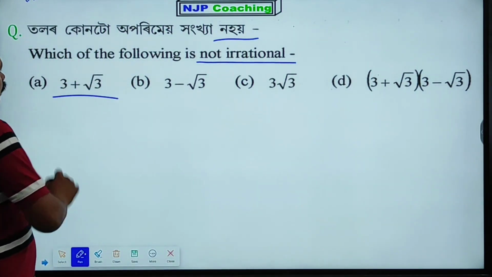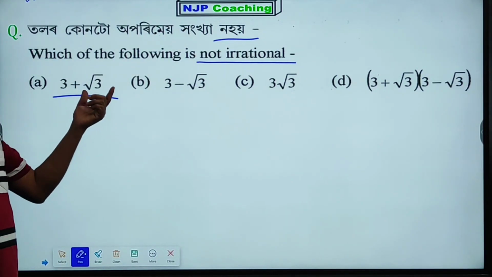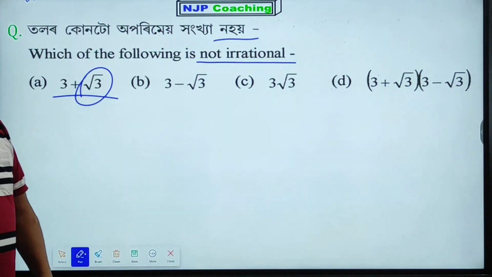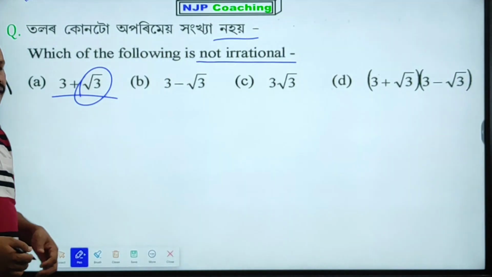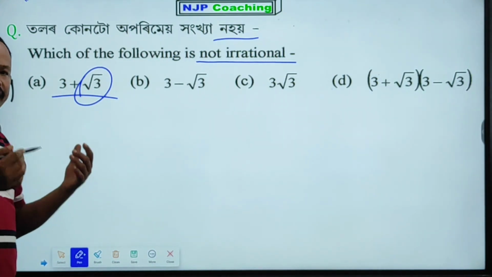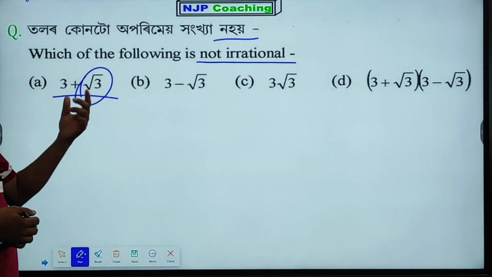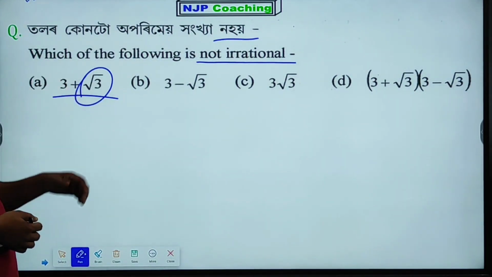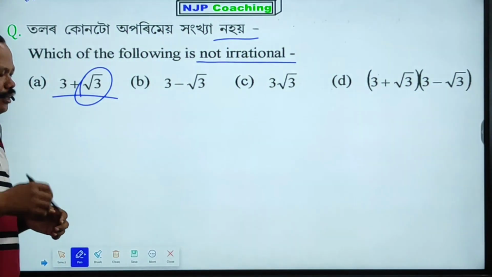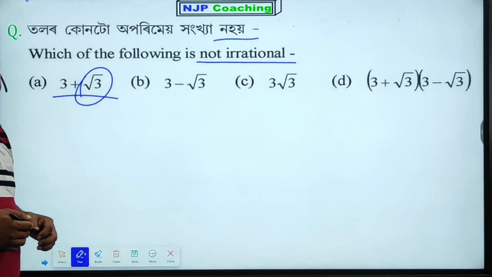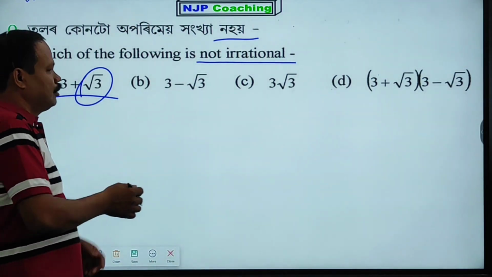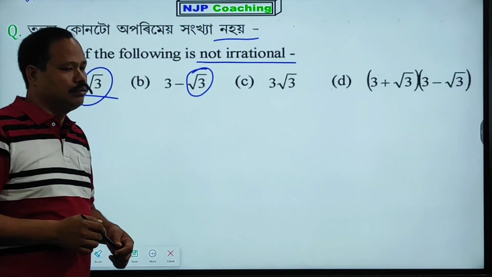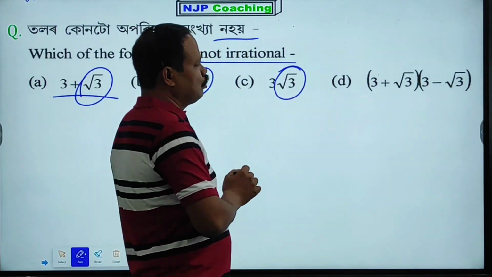So this one is an irrational number because square root of 3, we cannot break square root of 3, because 3 is not a perfect square number. So this number is always irrational, and the sum of an irrational with any other rational number, we will always get irrational. This is also irrational for root 3. 3 minus root 3, we cannot remove the square root. Again, we cannot remove the square root of 3 times root 3.